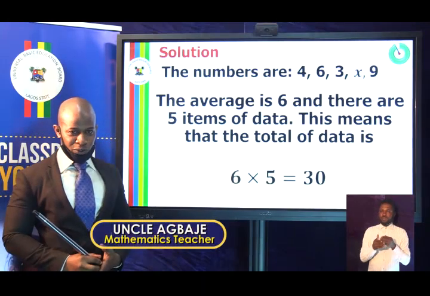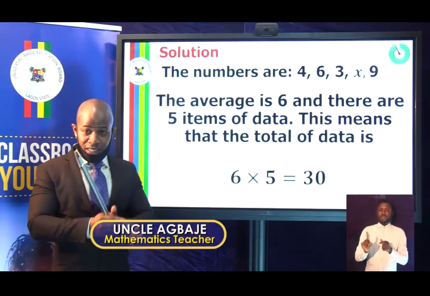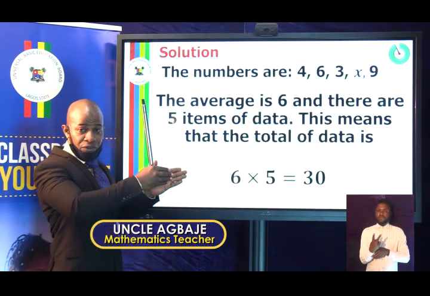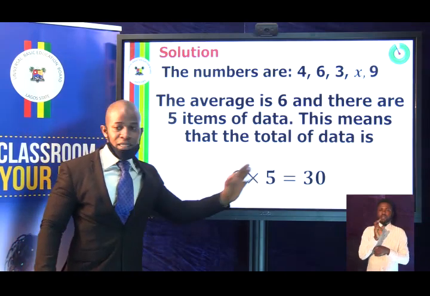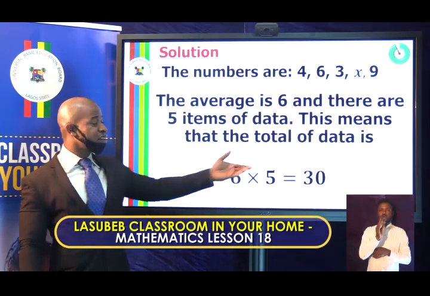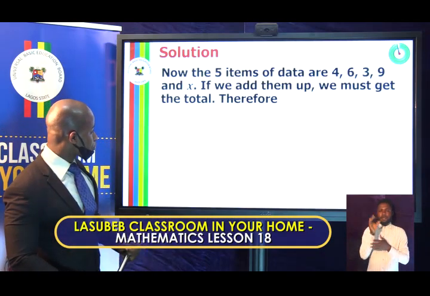That is the total. I'll take that again. The average is equal for each of these 5 items. That is, 6 is the average. And so 6, 6, 6, 6, 6 in 5 places, you will get 30. So you know the average, now you know the total. Now let's see how we're going to find that missing data.